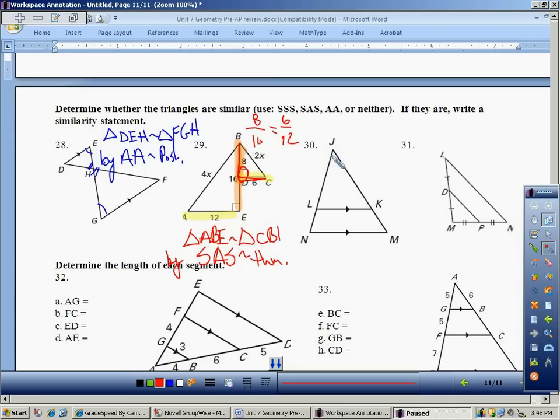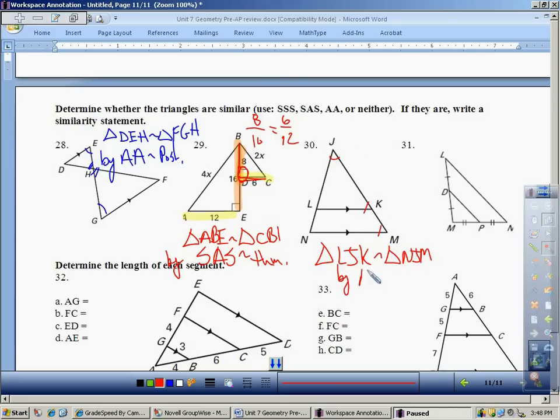Number 30, I certainly know that J is congruent to J. It's the vertex in both triangles. And because these lines are parallel, I know that these corresponding angles K and M are congruent. So triangle LJK is similar to triangle NJM by the angle-angle similarity postulate.